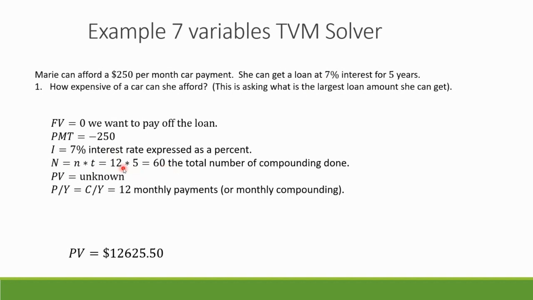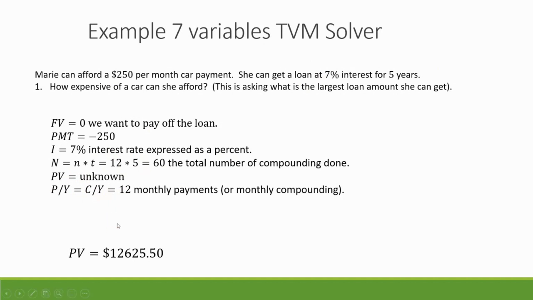Again, it's being compounded 12 times per year times 5 years. So we have 12 times 5. That's how many times it's compounded throughout the context of the problem. PV is what we're looking for, right? The initial loan balance. These two, P/Y and C/Y, are both equal to 12. P/Y is how many payments you make a year. C/Y is how often the account is compounded. But again, they're both equal to 12 here.